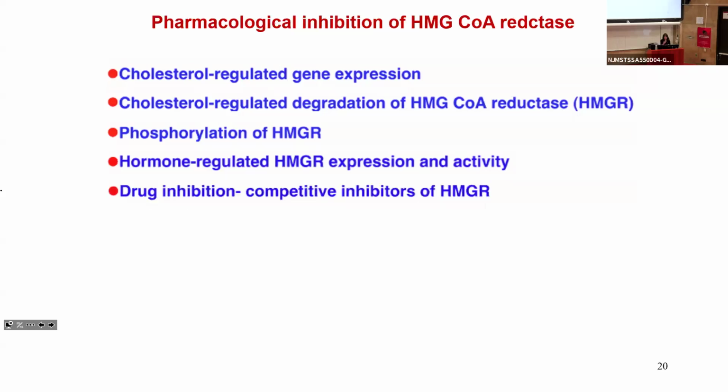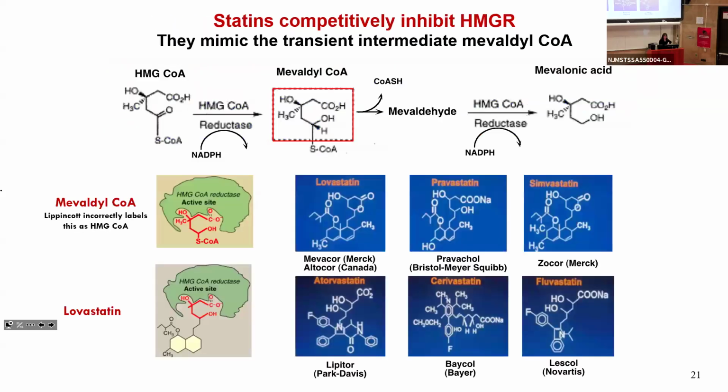And then the last way in which we can regulate HMG-CoA reductase is through drug inhibition. All right, and so HMG-CoA reductase is a major target for drug discovery. So here in New Jersey, we had many pharmaceutical companies: Schering-Plough, Merck, Bristol Myers Squibb is also located here, Celgene, I mean, the list goes on.